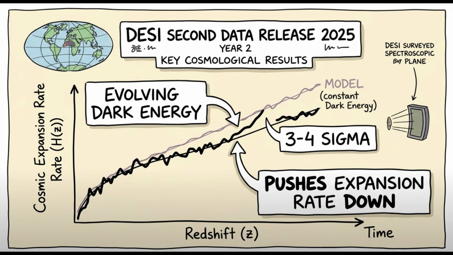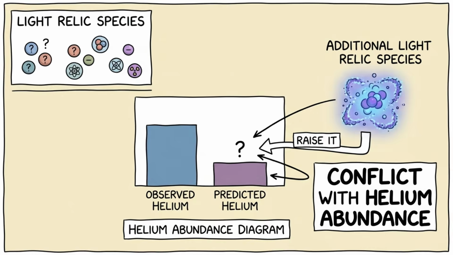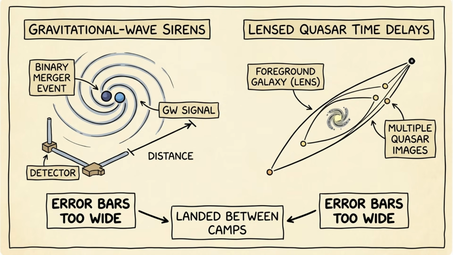DESI's second data release in 2025 does prefer evolving dark energy over a cosmological constant at 3 to 4 sigma, depending on the dataset combination, and that preference pushes the inferred expansion rate down, not up. Additional light relic species raise it, at the price of a conflict with the primordial helium abundance. Gravitational wave sirens and lensed quasar time delays were both expected to referee the dispute, and have so far landed between the two camps with error bars too wide to convict either.